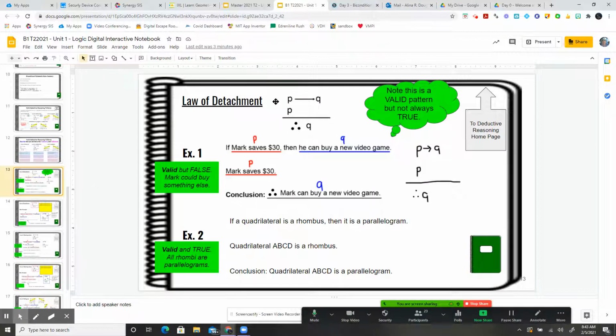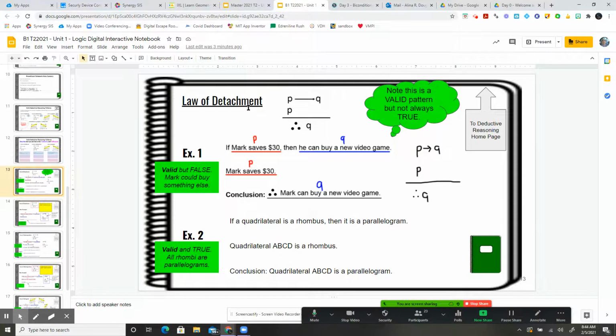So law of detachment, we're going to separate, right? If Mark saves $30, then he can buy a new video game. Mark saves $30. Therefore, Mark can buy a new video game. All we did was we took the P, we separated it out, made its own sentence. And we took the Q and we separated it out and made its own sentence with the therefore, the 3 dots, right? So we're kind of thinking like a lawyer. I'm just separating those 2 things.